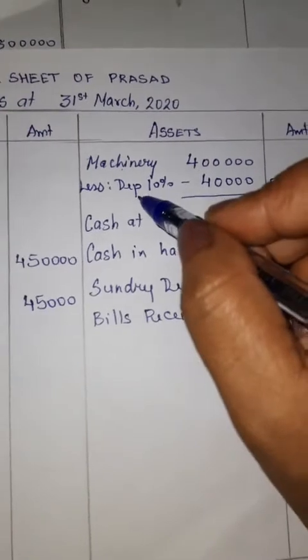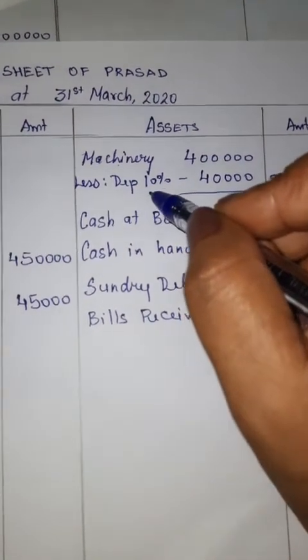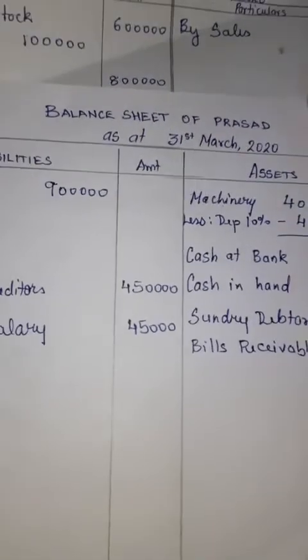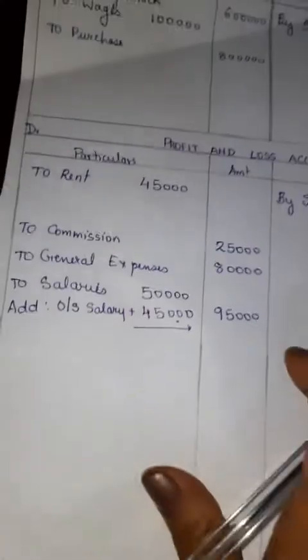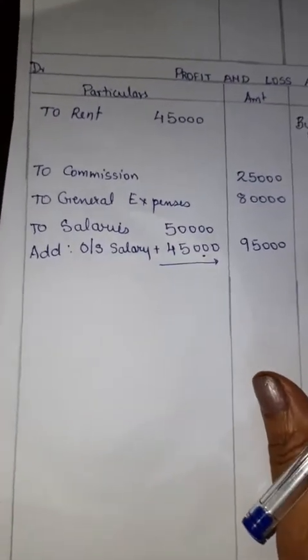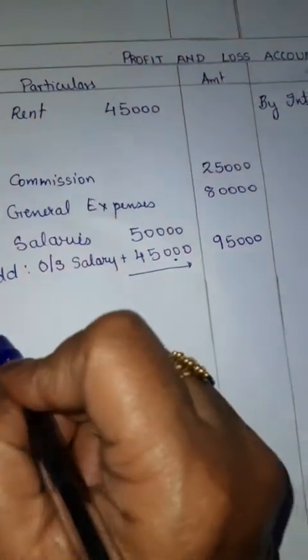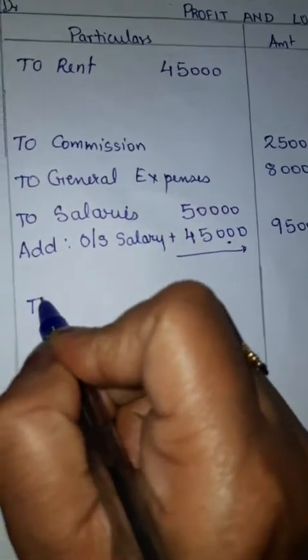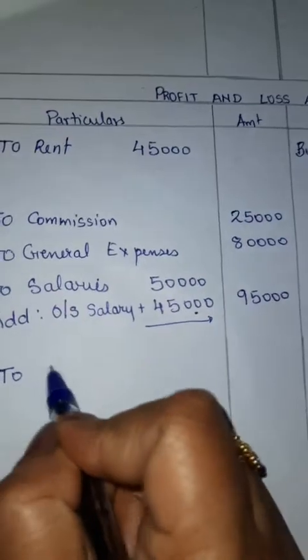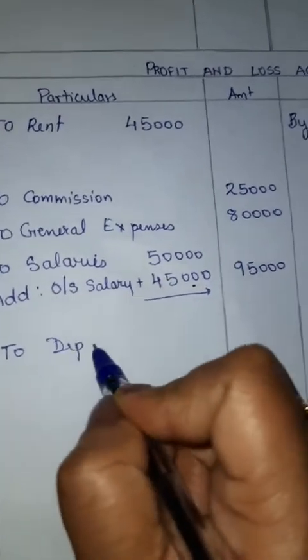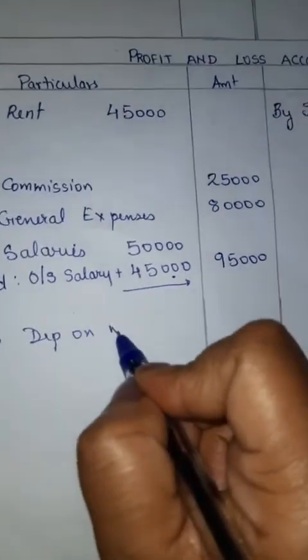Now where are we supposed to show the second effect of this? Depreciation is an expense, or we can say it's an item which gives us a loss. It's a loss for a firm, for a business. So I will provide for depreciation in the profit and loss account debit side, or expenses side. Write down: to depreciation on machinery.